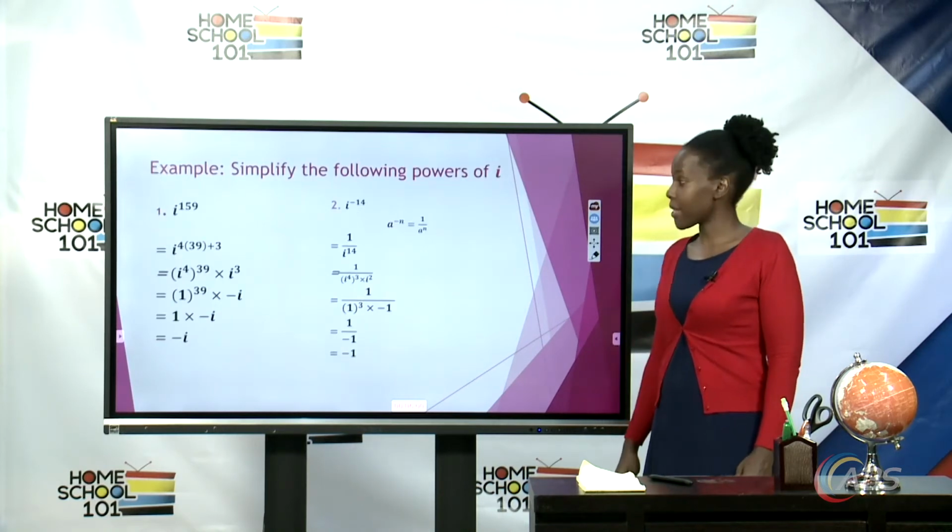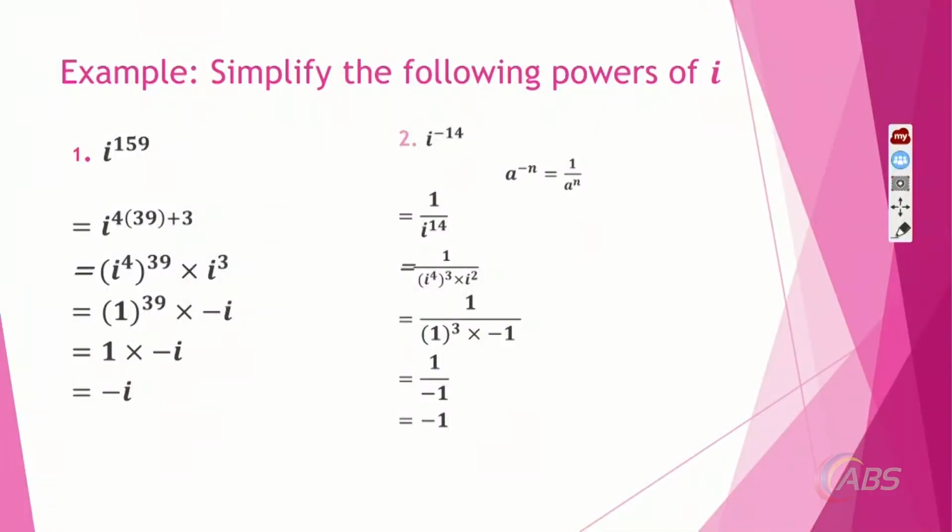So we will then look at some examples. So here I have 2 examples. The first, i to the power 159. So what we will try to do is to write 159 as either 4n, 4n plus 1, 4n plus 2, or 4n plus 3. So as we look here, we can see that i to the power 159 would be written as i to the power 4 times 39 plus 3. We know that 4 times 39 would give us 156, so it's 156 plus 3.